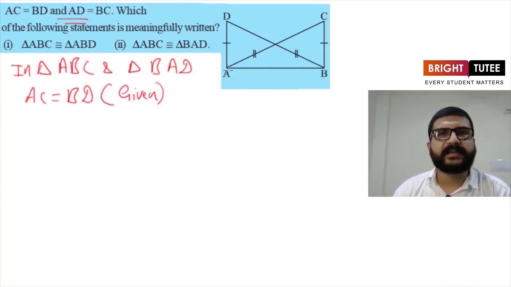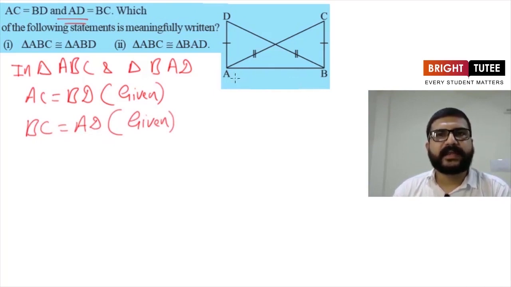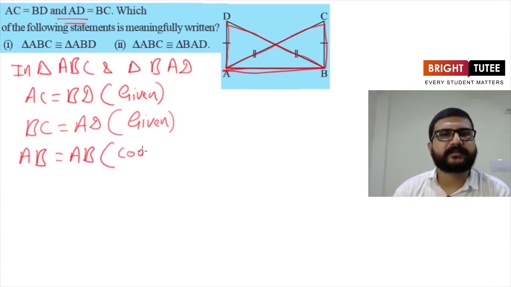So what we can say, in triangle ABC, BC from this triangle is equal to AD of the second triangle. So we can write it like this, BC is equal to AD. This is also given. Now what else do we have? We have AB is equal to AB. See here, AB is common to both the triangles. The first triangle is like this. This is triangle BAD, and the second triangle is triangle ABC. So as we can see here, AB is the common side. So we can write AB is equal to AB. This is the common side.